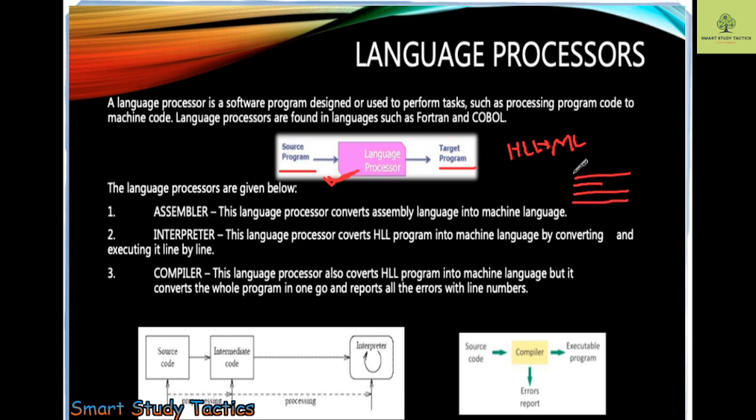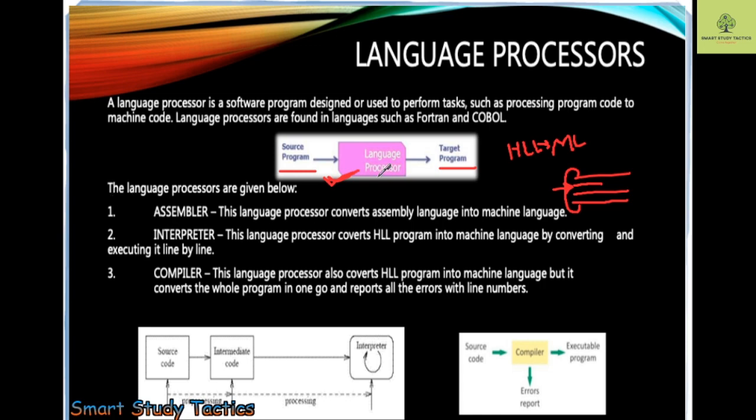Those codes are in a high level language, so the language processor will help you convert them into machine language, so that the machine will communicate and understand what the user needs. So this is the mediation between high level language and machine level language.